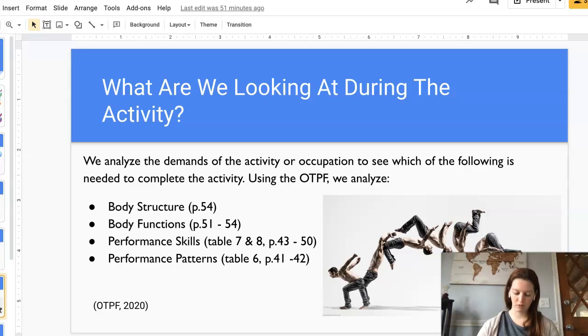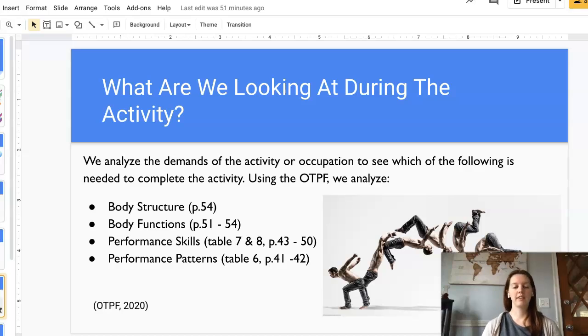And then, of course, you have performance patterns: the habits, routines, roles, rituals that may be associated with different lifestyles. So then that breaks down as well. If you are getting well versed on your frames of reference and your occupation-based models, the performance patterns are definitely going to be something that's on your radar, just to get you prepared for later on in this course.